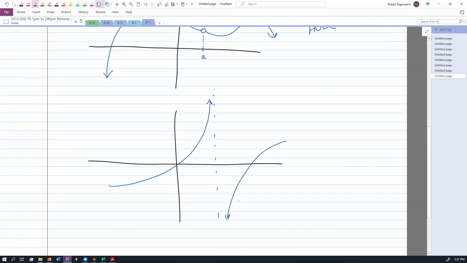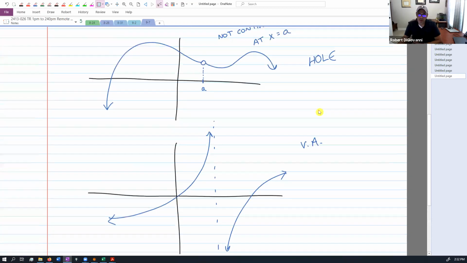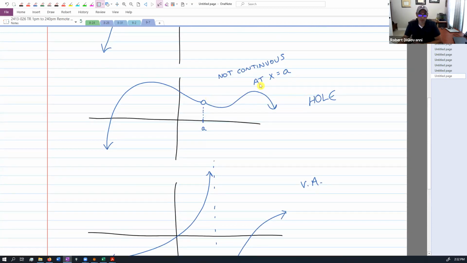Would a horizontal one be? No, not necessarily, because you could still draw with your pencil, right? You just keep drawing as you go out forever. But if I try and draw this, I have to pick up my pencil to draw the other side. So a vertical asymptote, put VA for vertical asymptote. So if we have a hole, we're not continuous there, right?